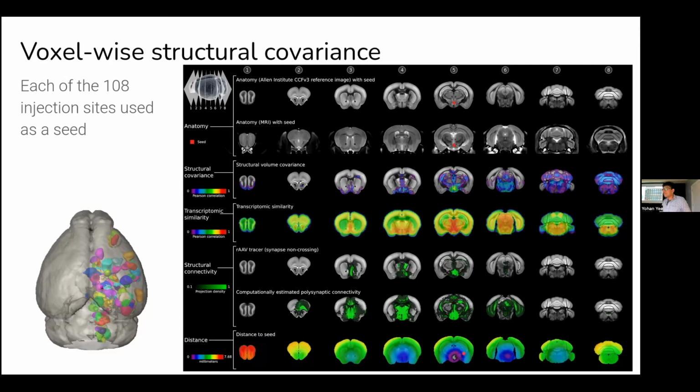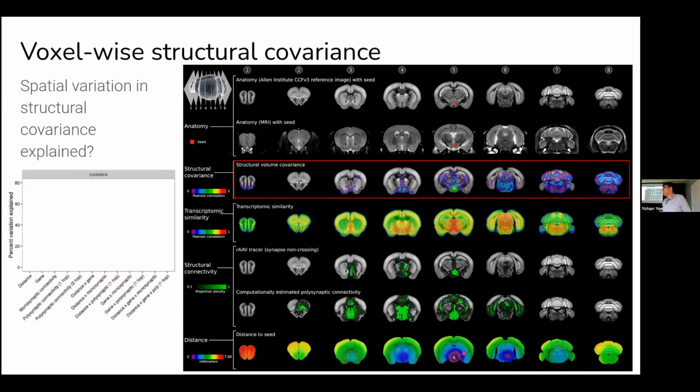The second to last row is one hop. One hop, yeah, that's correct. Did the Allen provide that computational distance? No, we generated that. The way we did that was we looked at the overlap between the tracer projections and other injection sites, and then simply took the maximum of that.